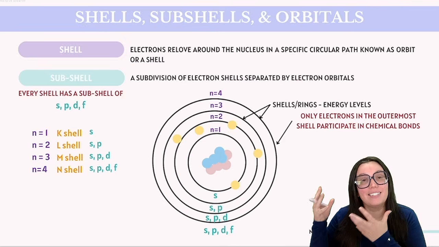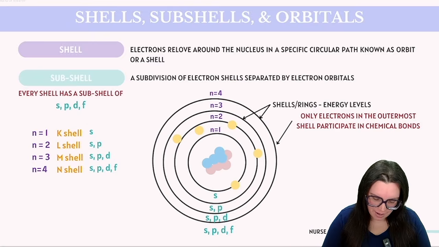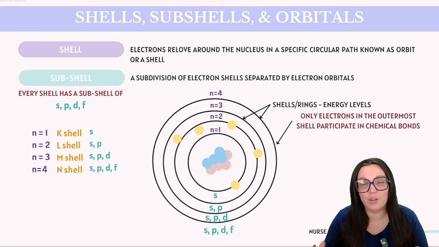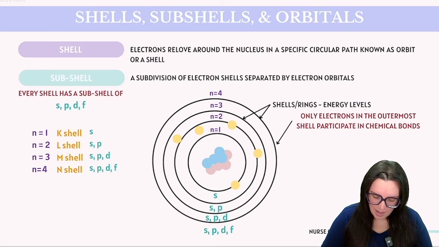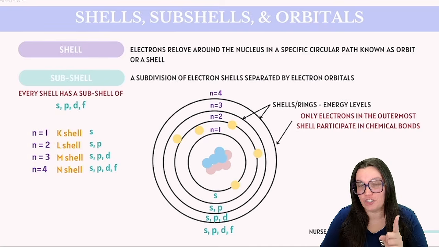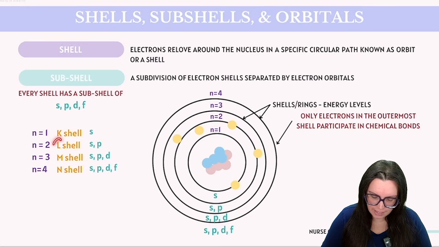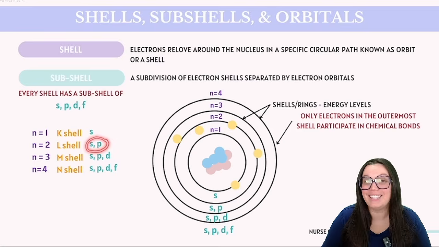Now let's discuss subshells. Every shell is divided into subshells or sub-energy levels, denoted by the letters S, P, D, and F. Here is how the subshells are going to be distributed across different shells. Starting with our first shell, or ring, or energy level, whatever you want to call it, we have n equals 1. That's our K shell. We're going to see only one subshell, and that's going to be our S subshell. Moving on down to n equals 2, that's going to be our L shell. We're actually going to see 2 subshells. We're going to see an S and a P.